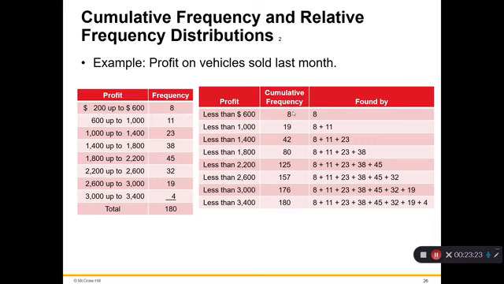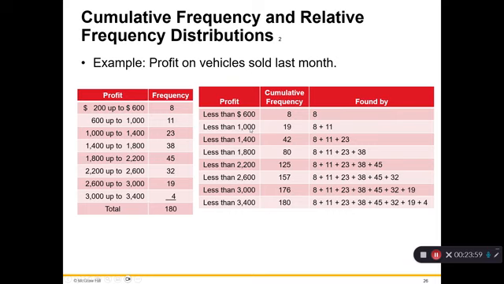So why do we need to use cumulative frequency? Because if something is under 600, then it is also under 1000, and whatever is under 1000 is also under 1400. That way we can build this cumulative frequency. To start with, less than 600, we have 8, and that's the first interval we are looking at.